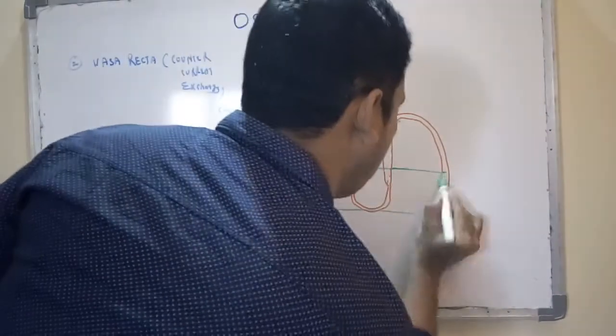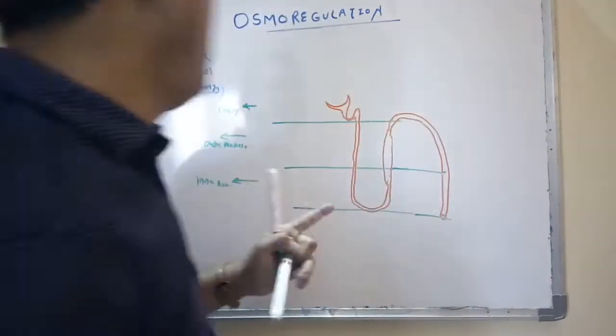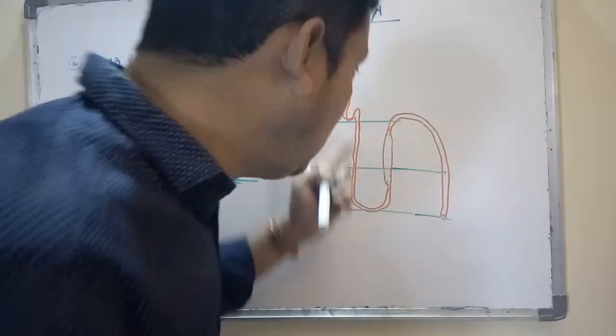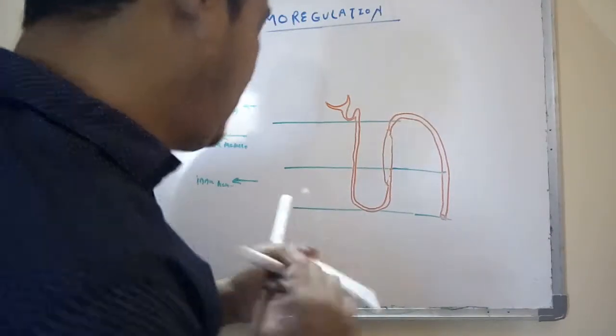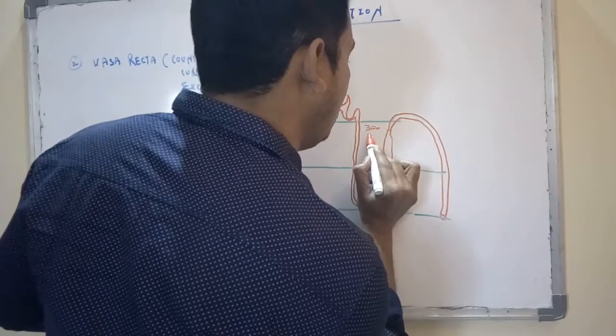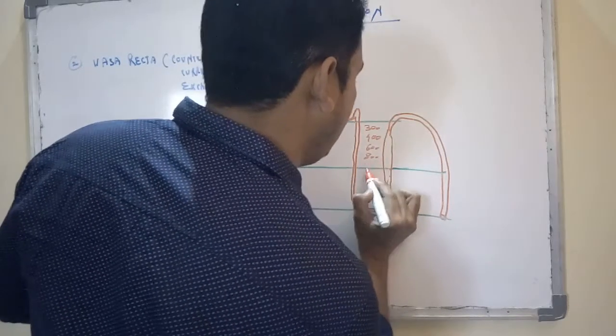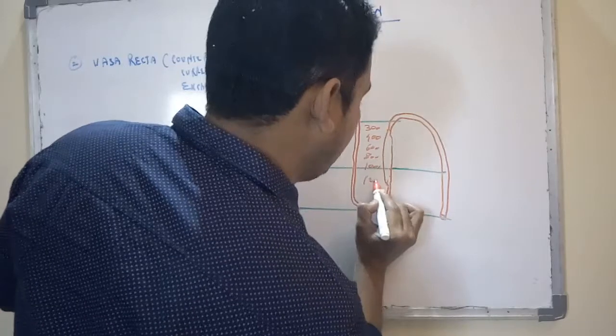Okay, now here, this part is involved in what? Countercurrent multiplication, multiplier, where the osmolarity gradient is being maintained. Say 300, again 400, then 600, 800, 1000, 1200, like this.